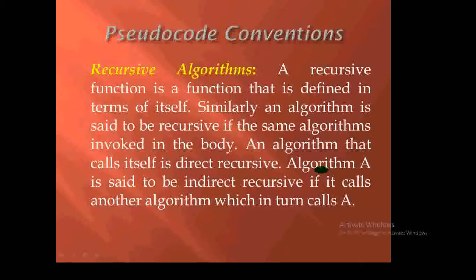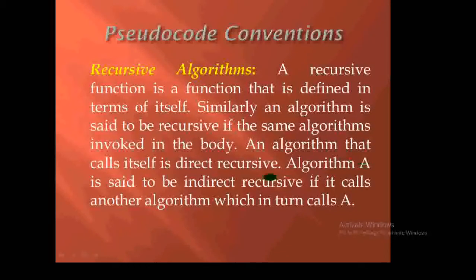An algorithm can also be written as an indirect recursive. Here, in indirect recursion, an algorithm A calls another algorithm, which in turn calls the same algorithm A. So, it is called an indirect recursive.